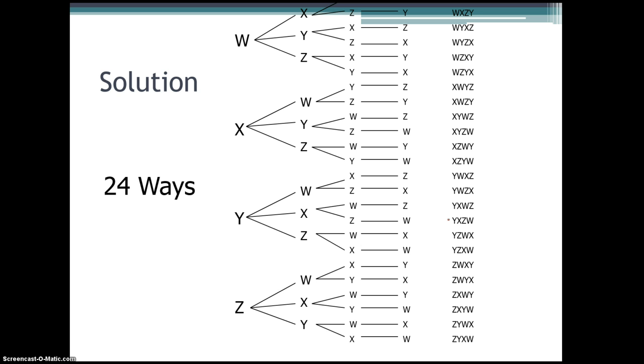Now this isn't a very big example in terms of the numbers. Can you imagine if I made this a 4-letter code with all 26 letters of the alphabet? I mean, can you imagine how big that tree diagram would be? Let's see if we notice anything, if there's some way we can make this a little bit easier to see what the total number is, or the cardinality. Do you see a pattern?